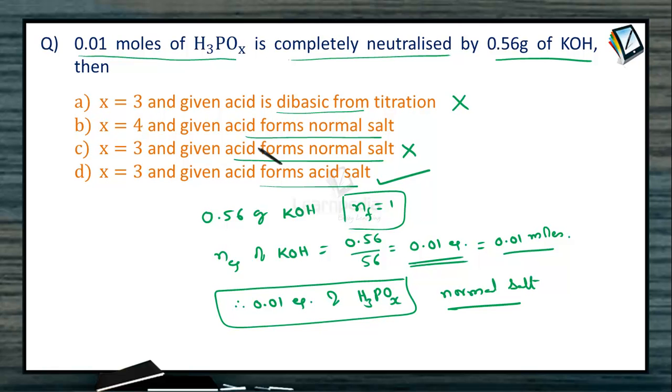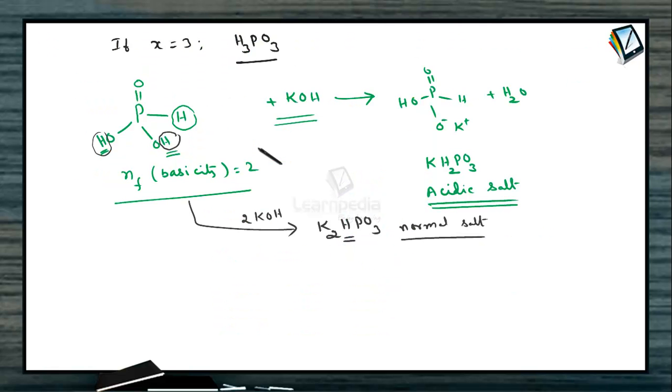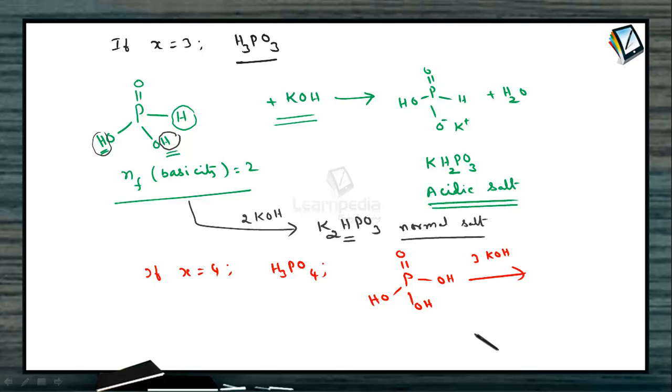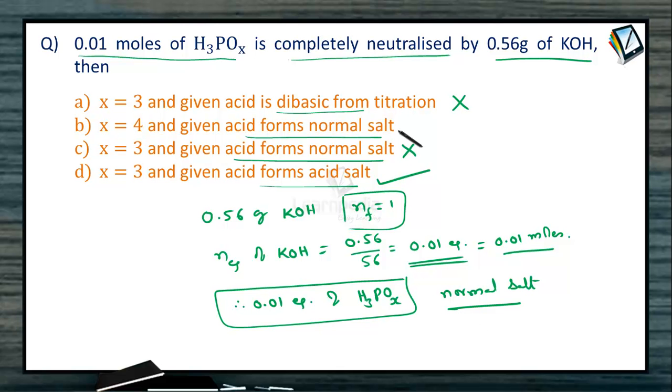Now X is equal to 4 and given acid forms normal salt. If X is equal to 4, the acid becomes H3PO4, orthophosphoric acid, which will have the structure of a tribasic acid. And if it is to be completely neutralized, we require 3 moles of KOH to give normal salt. In other words, every 0.01 moles of this would require for complete neutralization 0.03 moles of KOH. But what are we using? 0.01 moles. Therefore, acid salt will be formed. But what is given? Normal salt is formed is given. Therefore, B is wrong. So the answer is D.